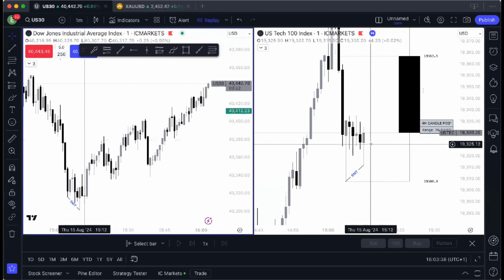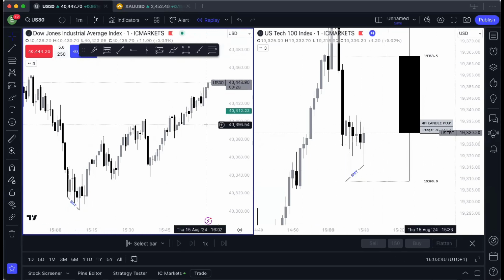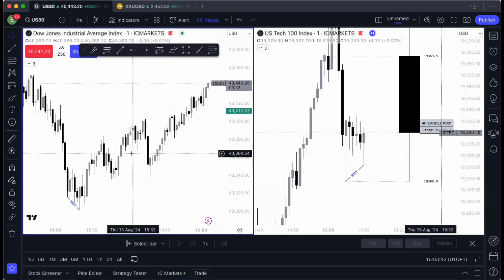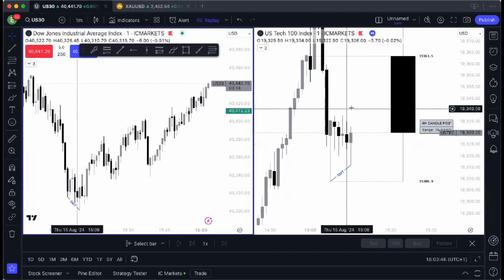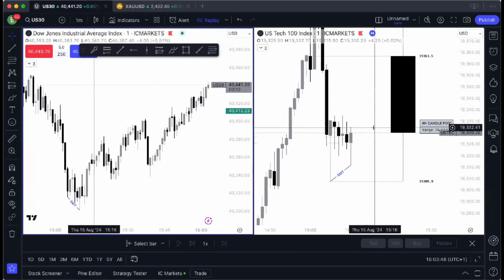It just doesn't make sense for me. Some people take both trades. They take a buy on NAS and then they take a buy on US 30. But for me, I just like to minimize my chances of losing. So I would rather just take the pair that is stronger.